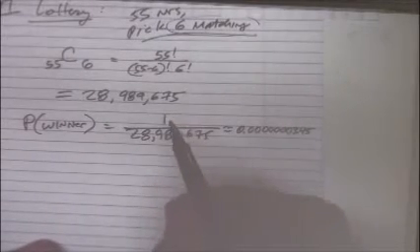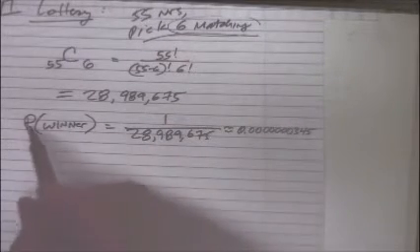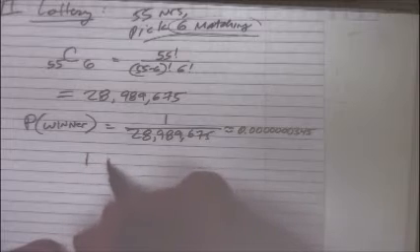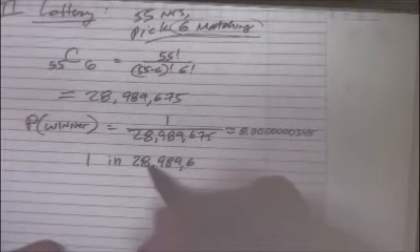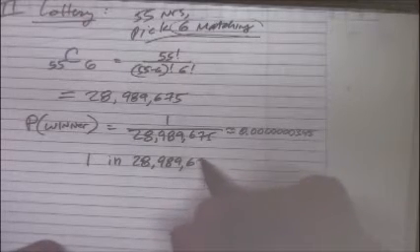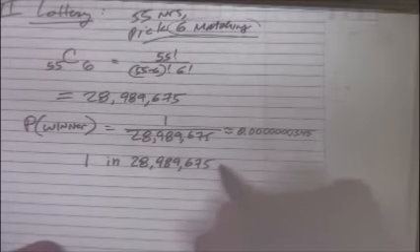So it's better in this case to say that the probability of the winner is 1 in 28,989,675 possibilities.